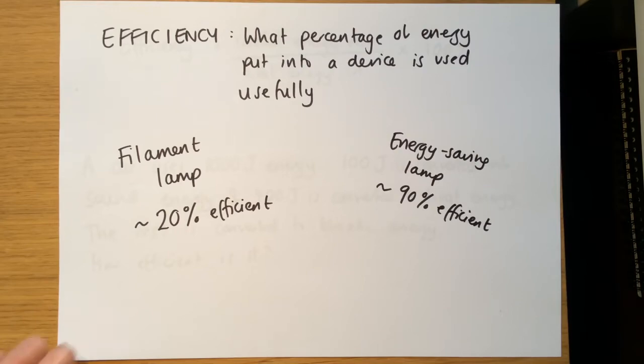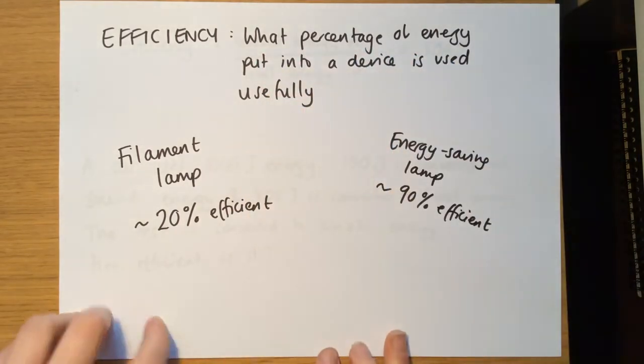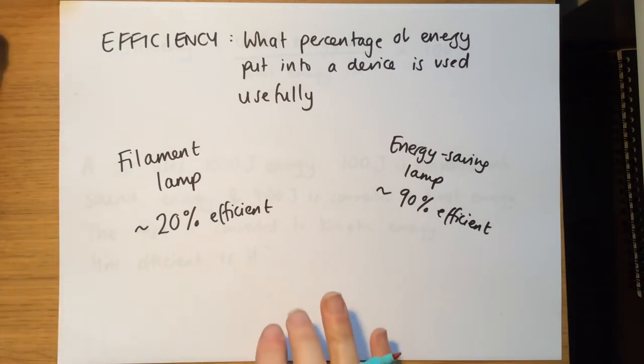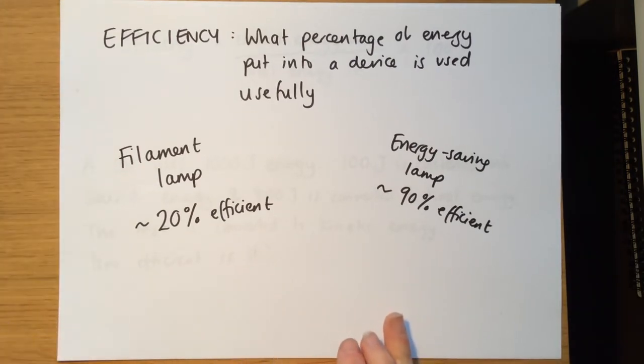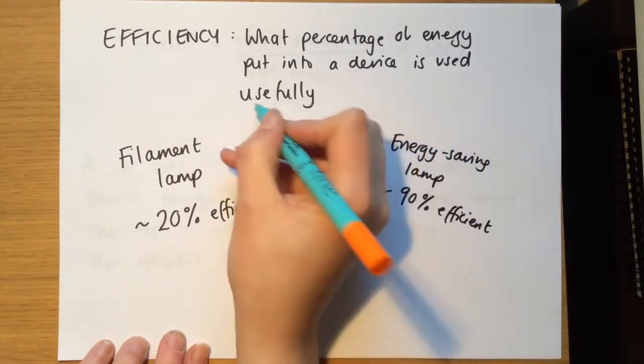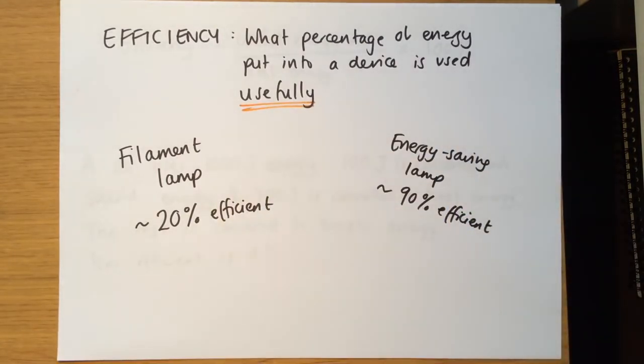Okay, so efficiency tells us what percentage of energy put into a device is used usefully. So you can talk about the efficiency of an engine or of a kettle or of a hairdryer, of anything that uses energy, and it tells us how much is used usefully. Okay, now this is an important concept to think about.